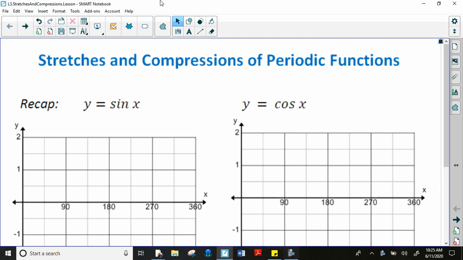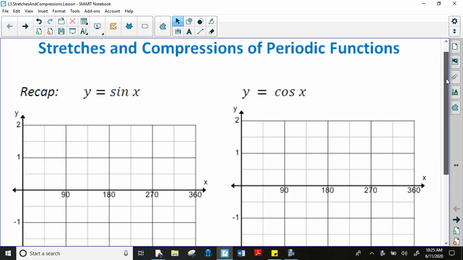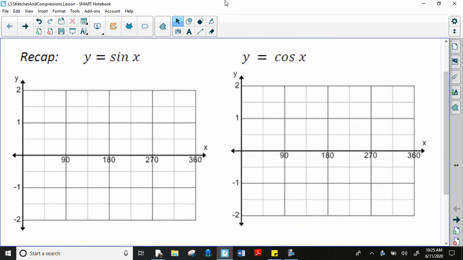Today's lesson is about applying both vertical and horizontal stretches and compressions to our sine and cosine graph. So last lesson, we focused on what this graph looks like if I'm graphing sine. The amplitude was 1. Period was 360 degrees.